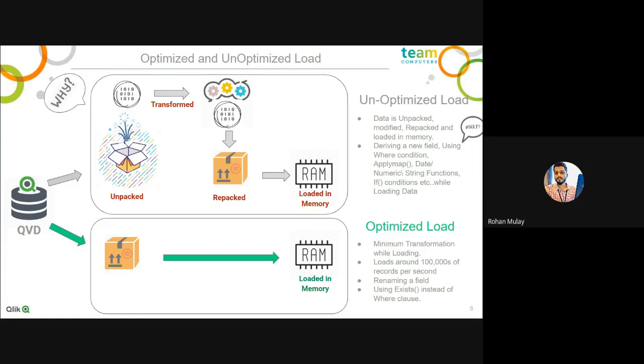Now you will just wonder: I have to create a derived column, then what should I do if it is an unoptimized load? I have to filter certain records, then there is no option other than writing a where condition. So all these operations that we perform on that QVD while loading make that QVD load in an unoptimized manner. On the other hand, if we are loading a QVD directly by doing a load star, or by doing a load and listing down all the columns, with no if conditions, no date conditions, no where conditions, directly, it is an optimized load.